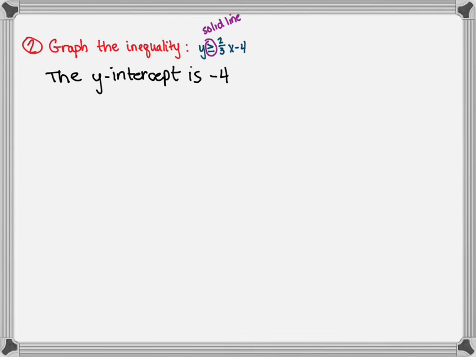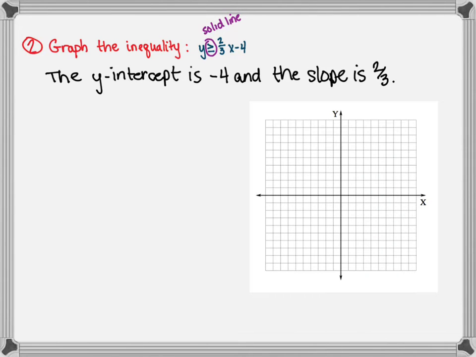So the y-intercept for our inequality is negative 4, and the slope is 2/3. So if I've got a coordinate plane where every grid line is representing one unit, I'm going to put a point at our y-intercept at negative 4 and use our slope to rise 2 and run 3 to get a second point. And I could do a few more to help me draw a straight line. And then I'll draw a solid line through those points.